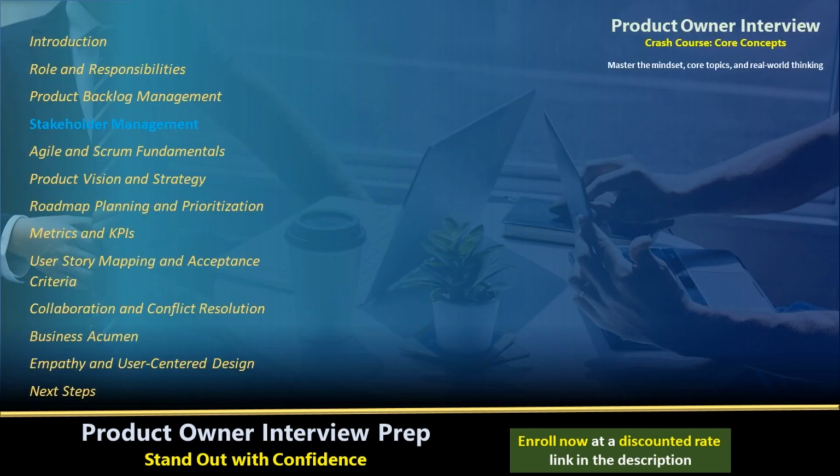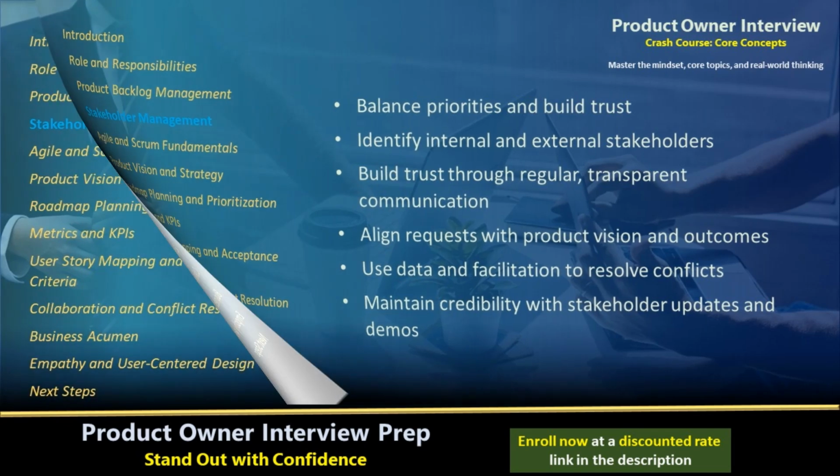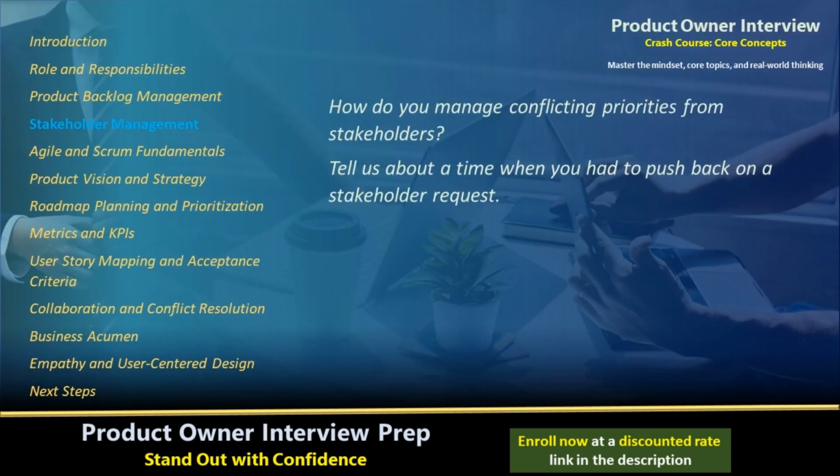Stakeholder management. Strong stakeholder management is one of the top skills interviewers look for in a product owner, because in real world settings you're constantly balancing the needs, opinions, and priorities of multiple people who don't always agree. In the interview, you'll often hear questions like, how do you manage conflicting priorities from stakeholders? Or tell us about a time when you had to push back on stakeholder requests.